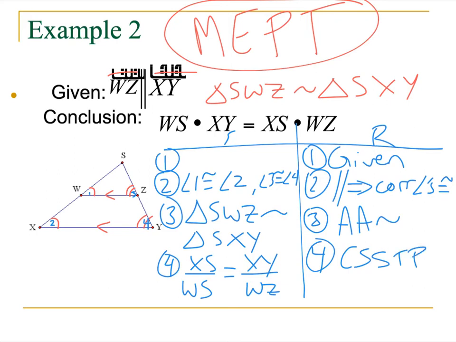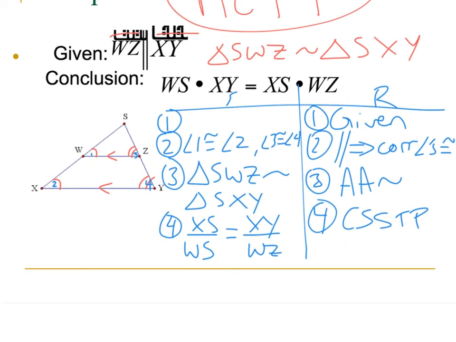So for my very last step, because I'm going to be using MEPT, all right, I've got WS times XY equals XS times WZ. And that would be MEPT.